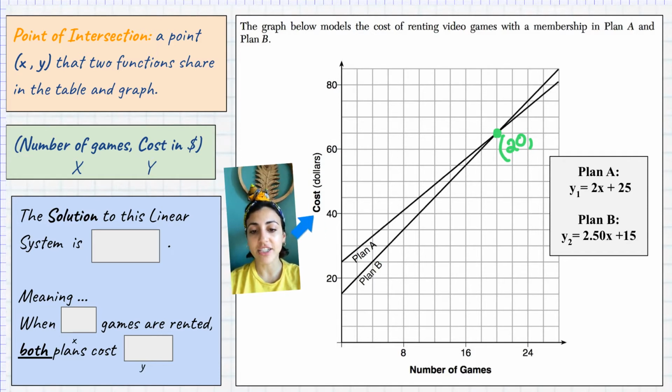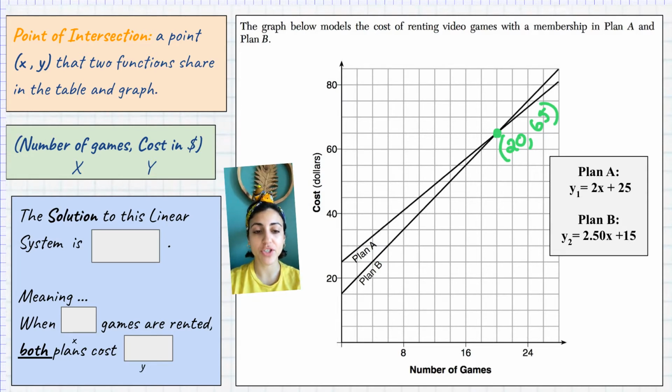The vertical axis here is labeled cost in dollars, so how much the video game rentals cost for each plan. And since we see for 4 boxes that equals $20, that means each box, 20 divided by 4, is 5. So this is being scaled by 5 along the vertical axis. So 5, 10, 15, 20, 25, 30, 35, 40, 45, 50, 55, 60, 65. So that second part of my point of intersection, my second part of my coordinate, is 65.